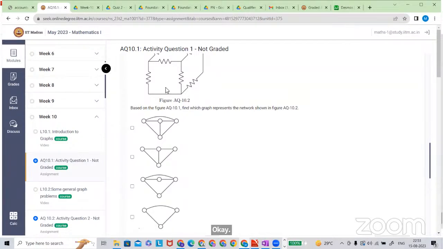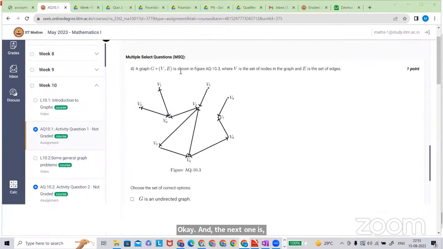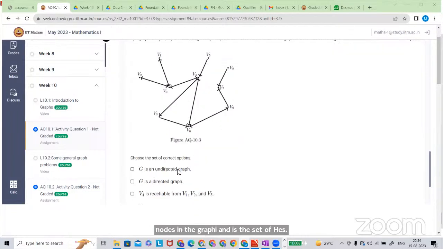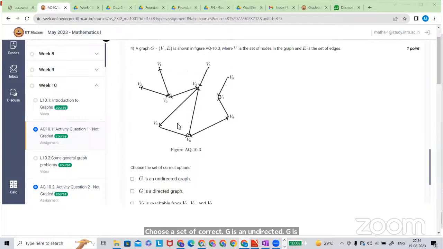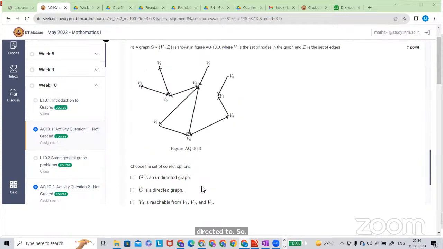Yes, sir. Okay. Sir, I have one more doubt, number 4. A graph is shown in the figure. V is a set of nodes in the graph and E is the set of edges. Choose the set of correct statements. G is an undirected graph. G is a directed graph. V4 is reachable from V1, V2, V5.